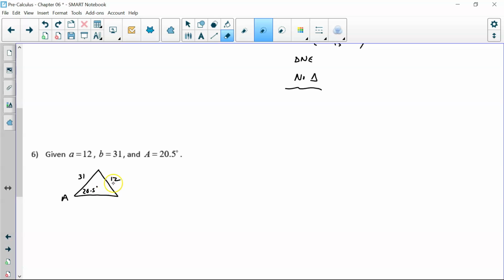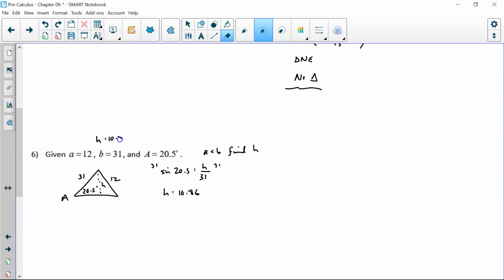Now, we need to find H. When this side is less than this side, we need to find H. So to find H, the height, the altitude, we have the sine of 20.5 equals H over 31. So H equals, when you multiply both sides by 31, H is going to equal about 10.86.